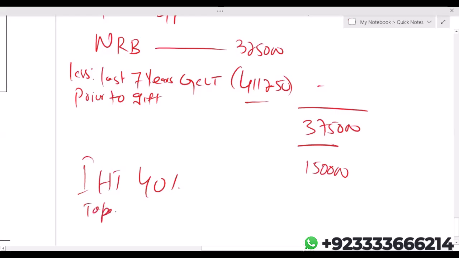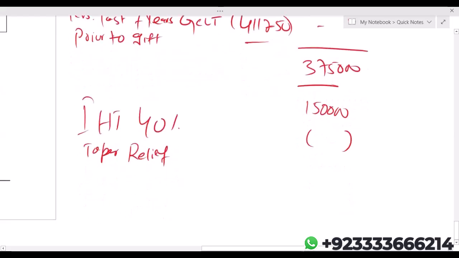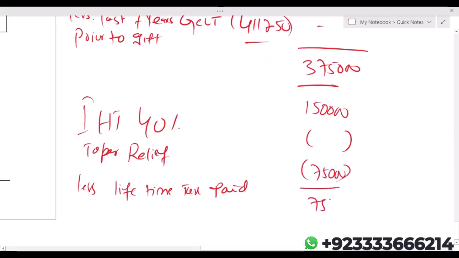We'll check for the taper relief. If the donor is dead after 3 years of making the gift, we'll get the taper relief, less lifetime tax paid. Is this clear now? How to use this nil rate band? You can see on the second gift, I did not get any nil rate band during the lifetime as well as on death tax, because it was already utilized by the first gift. I hope now it should be clear.